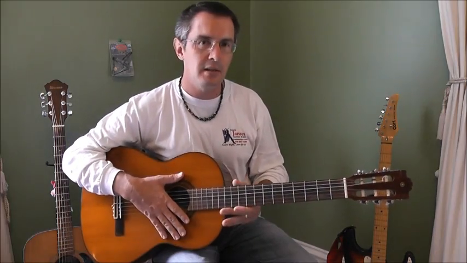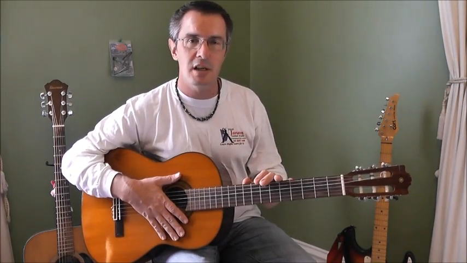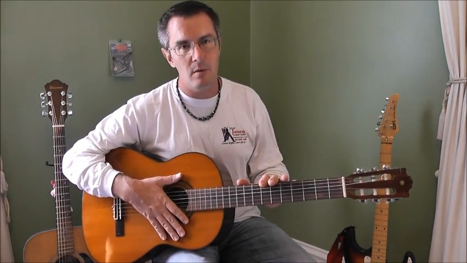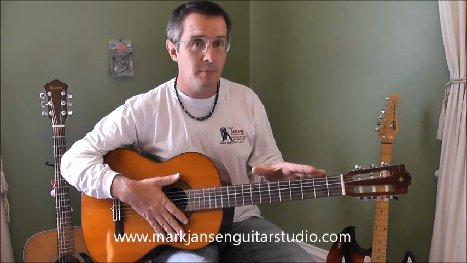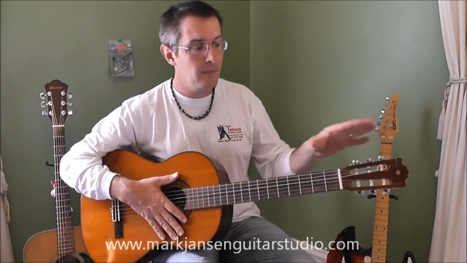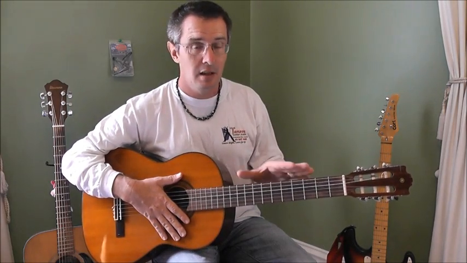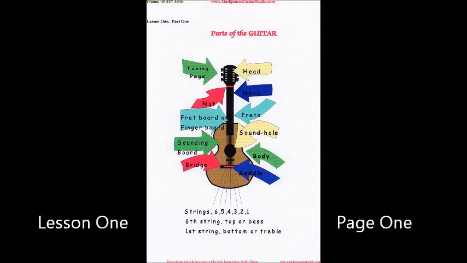Once you understand what all the parts of the guitar are called, you'll notice them on sheet number 1 if you've downloaded the manual online, or if you've had a look at the picture on the Jansen Guitar Studio website, you'll notice that there is a picture of a guitar and all the things that we've just discussed are actually mentioned on there.